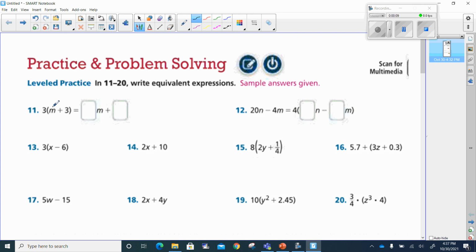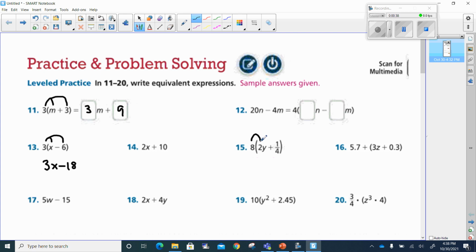We have 3 times m plus 3, so we'll take 3 times m, and that'll make 3m, and then 3 times 3, that'll make 9. All right, let's go to number 13. This time we have 3 times x, that'll make 3x, and 3 times negative 6. That'll give us a negative 18. Remember the rules, a positive times a negative is a negative, and 3 times 6 is 18.